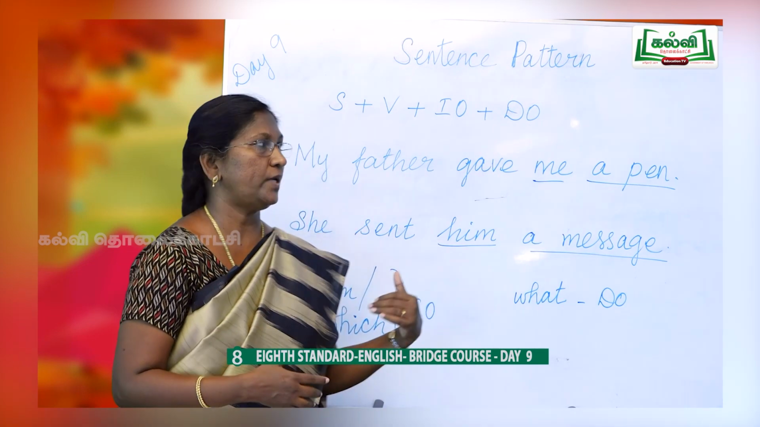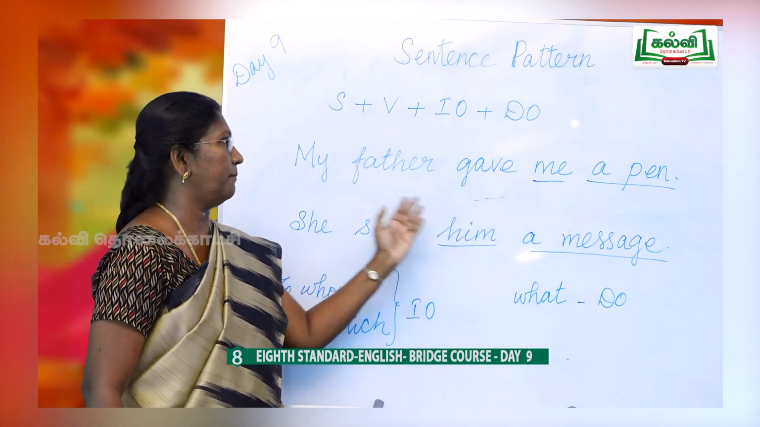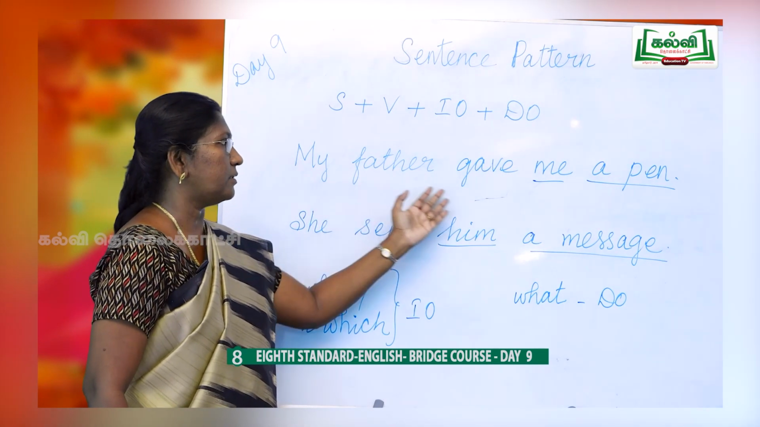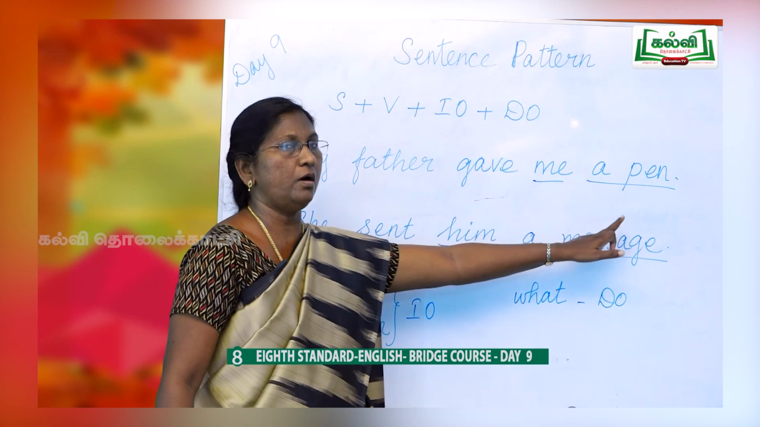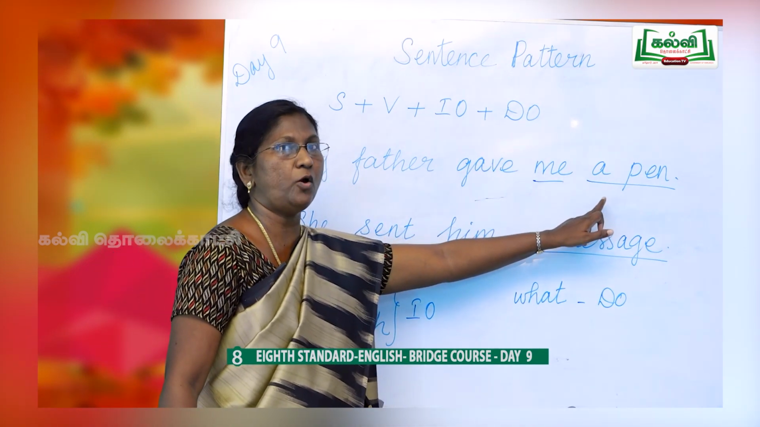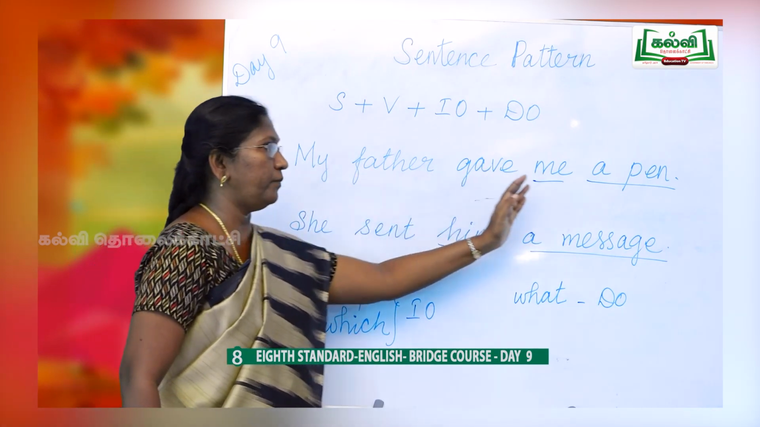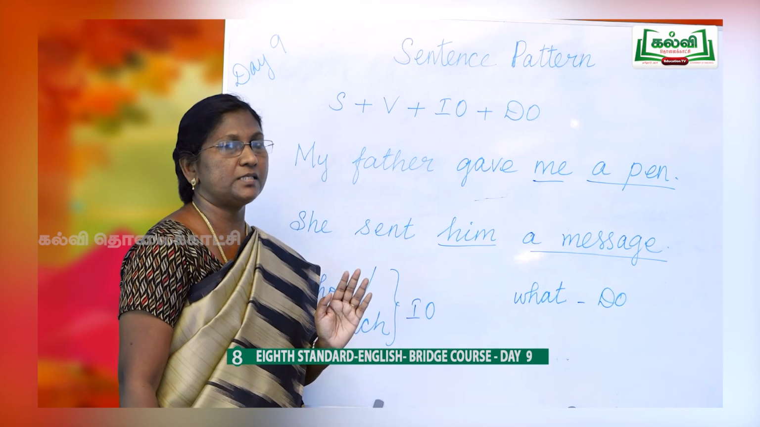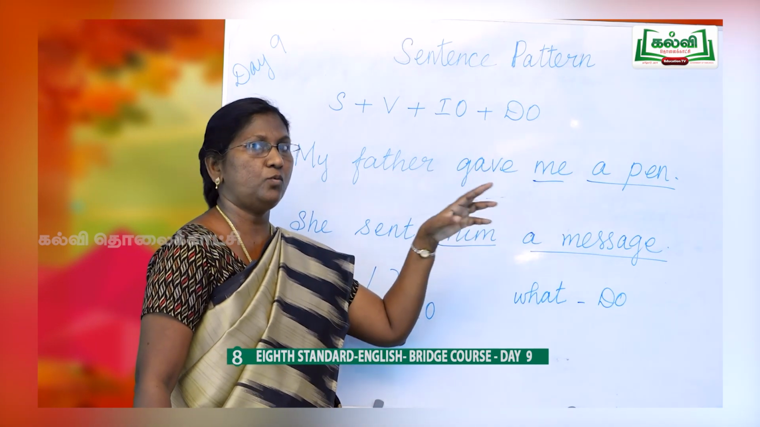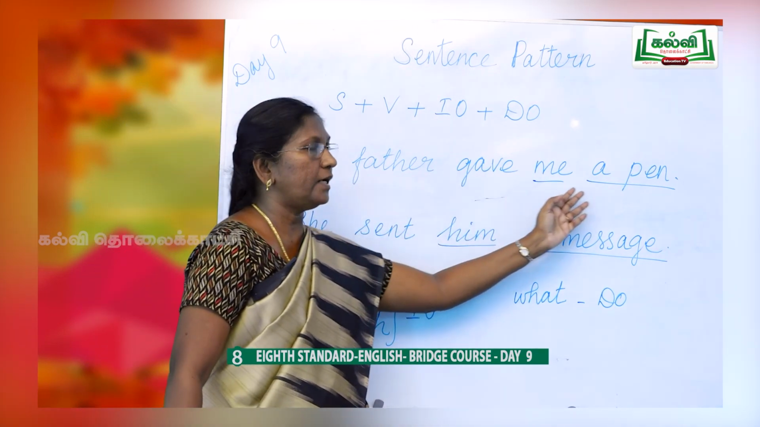So the sentence can be there without an indirect object. So here we have two examples. The first one is, my father gave me a pen. My father, as we studied earlier, is the subject, this is the verb, and these two are objects. Me is also an object, a pen is also an object. Now we shall read one object. My father gave me. If you stop with that, the sentence is not complete. So we need something else. What did your father give? So, my father gave me a pen.